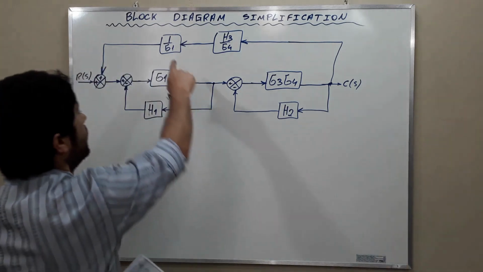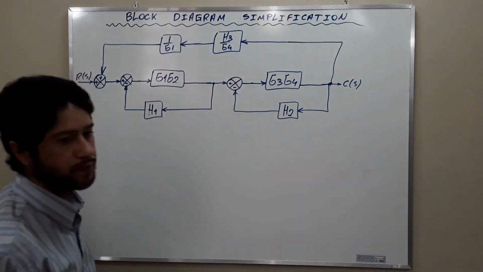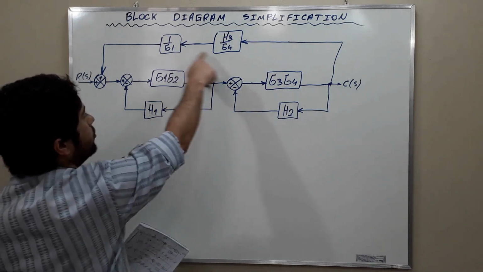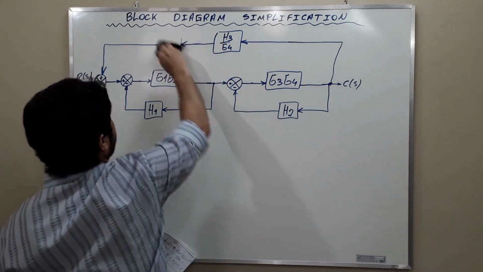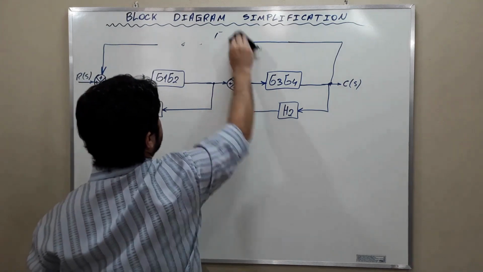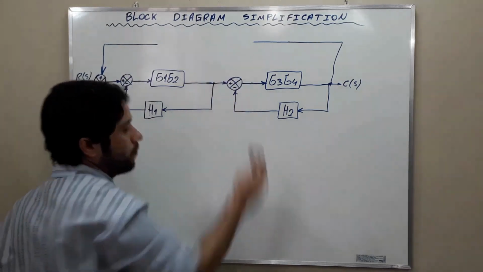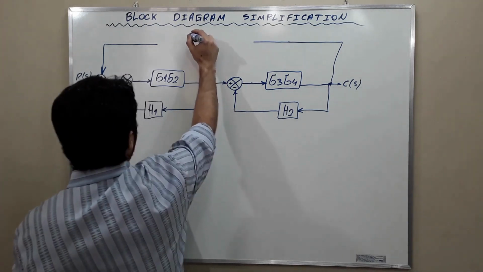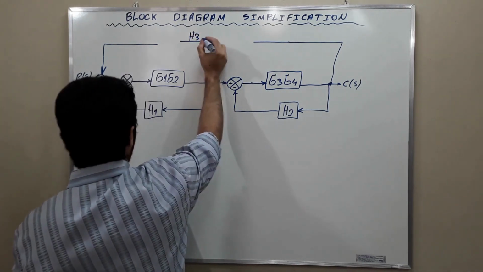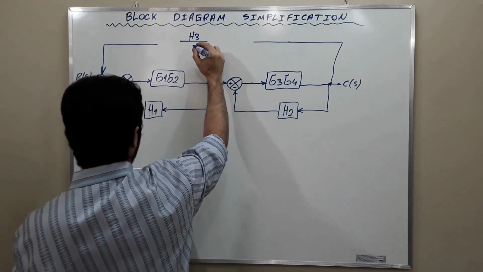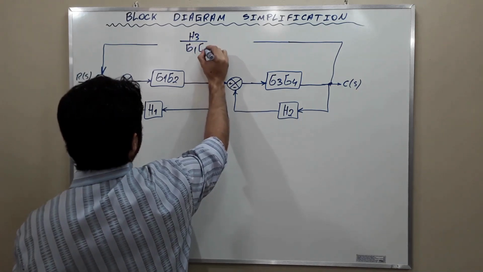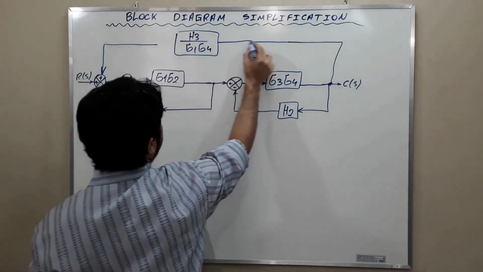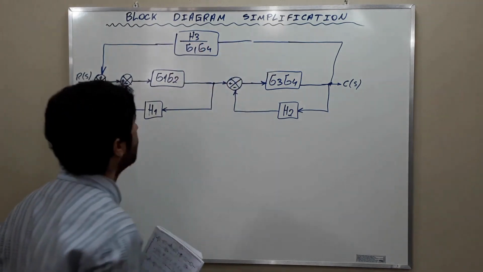And also we can multiply here and here. I forgot to mention, but we can do this. We can multiply this by this. And it becomes H3 over G1, G4.